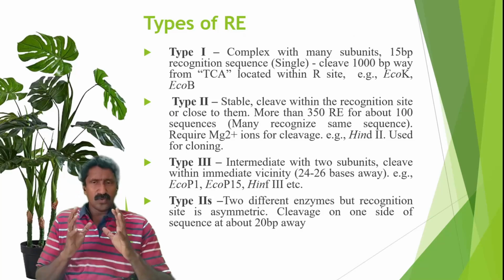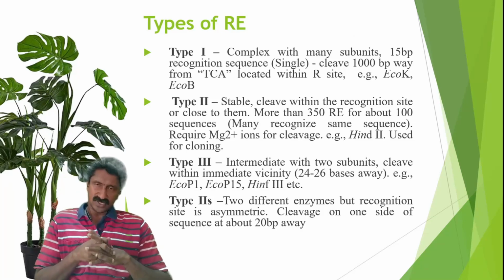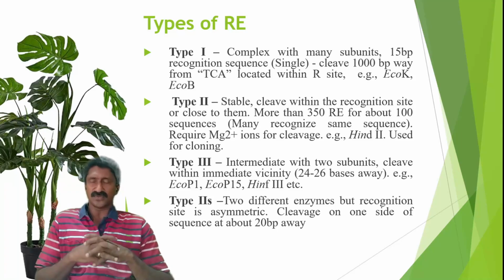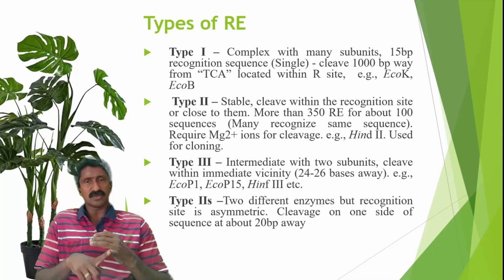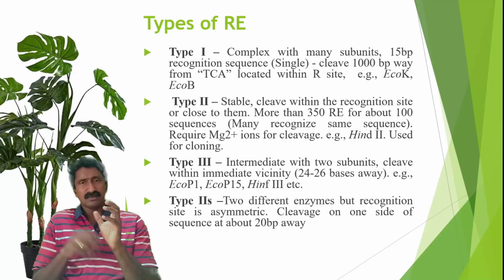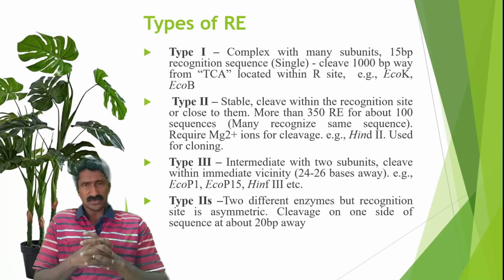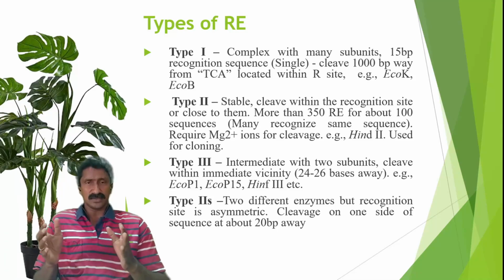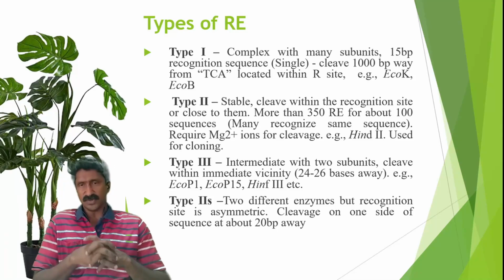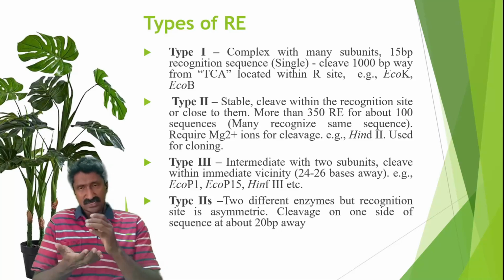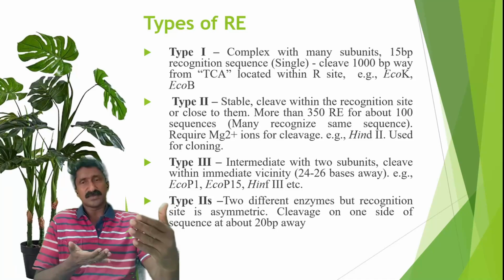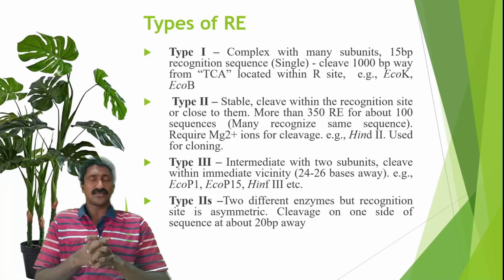There are four different types, or classes, of restriction enzymes. Type 1 is a complex with many subunits. There is a single recognition sequence of about 15 base pairs present in the case of a type 1 restriction site. And the restriction enzyme cleaves about 1000 base pairs away from the recognition site.